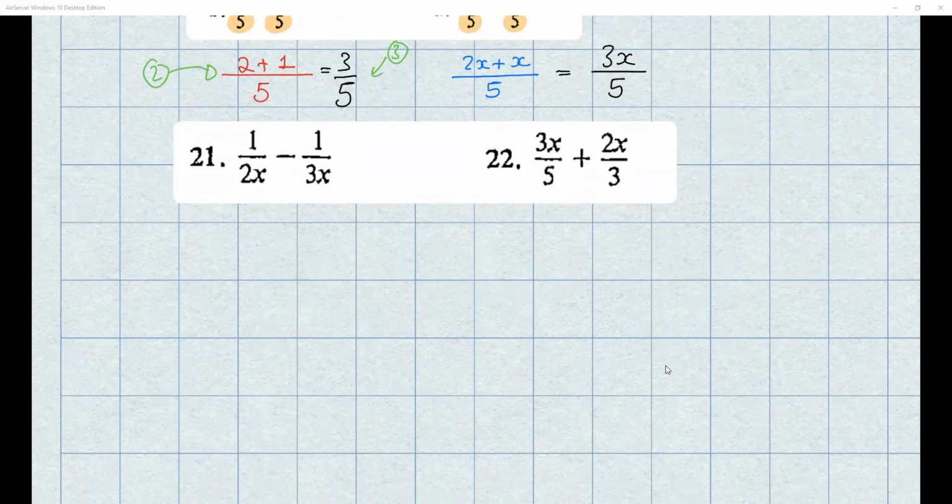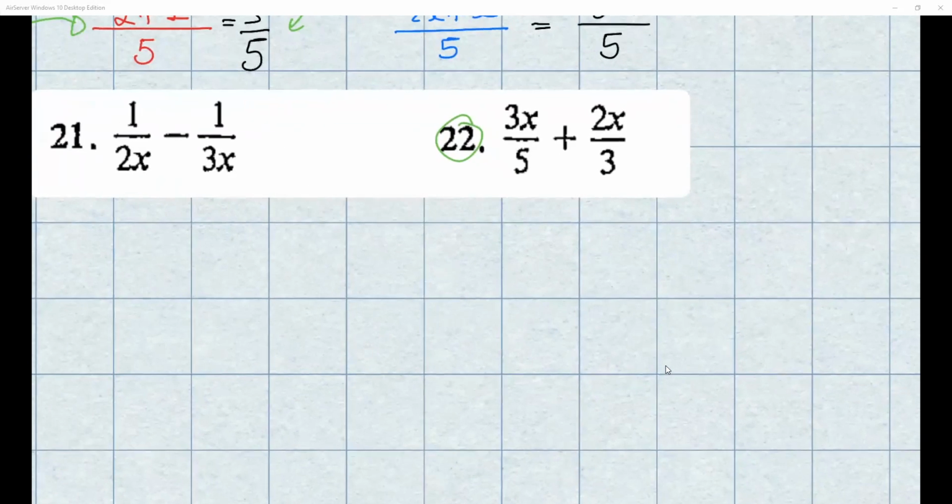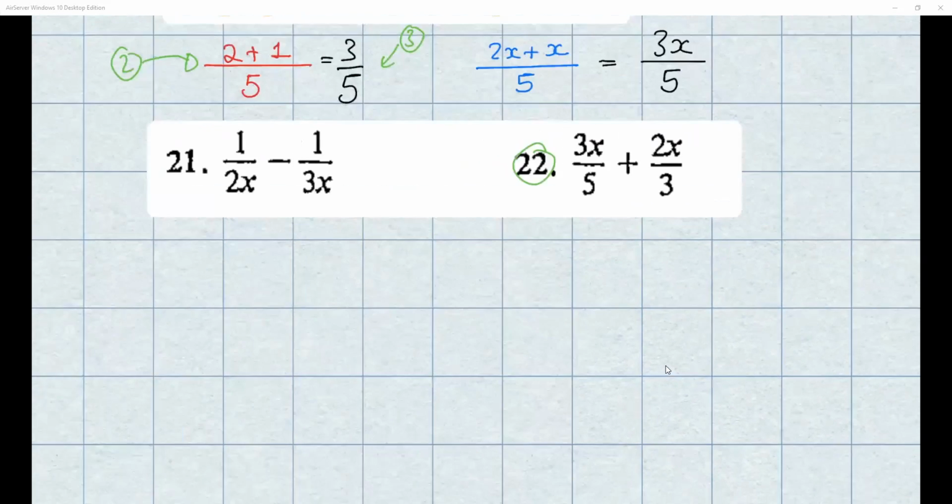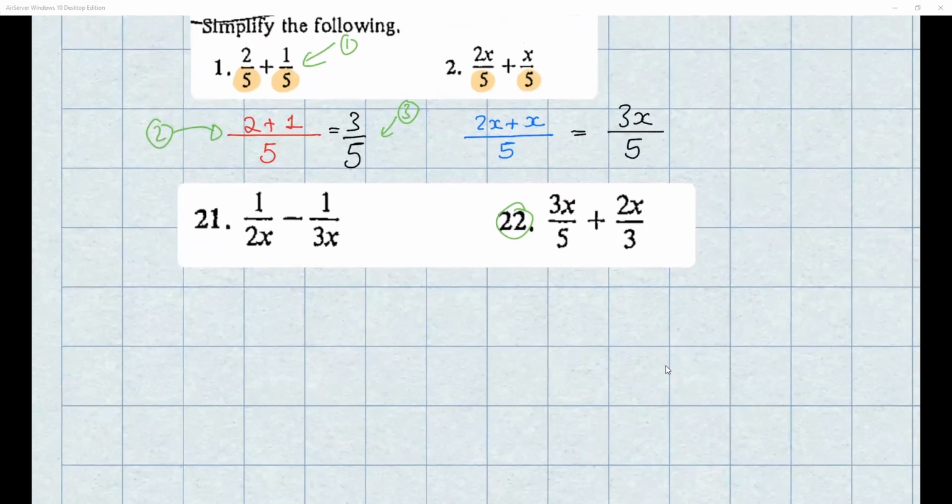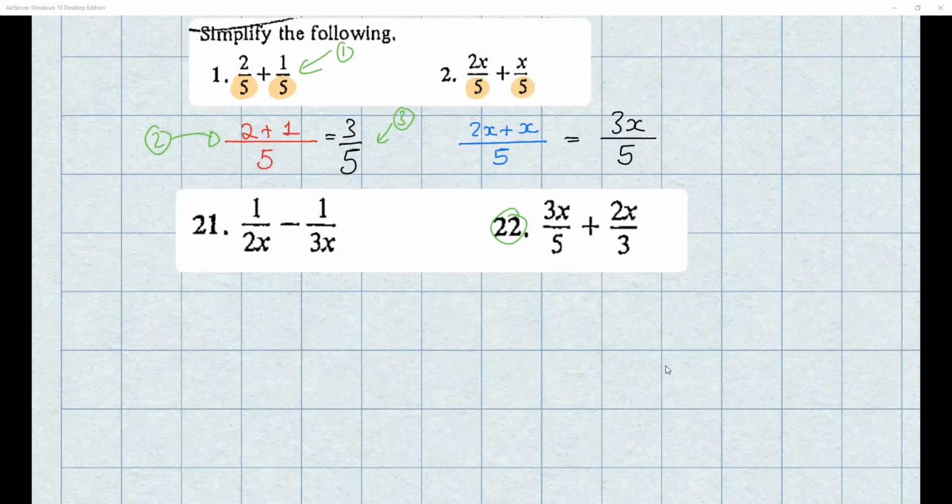Can you help me with question number 22 first, please, Asadullah? Oh, so you have to make the denominator the same. Okay, so what's the difference between question number 22 and question number 1? What's the difference between what? There's a minus and a plus.